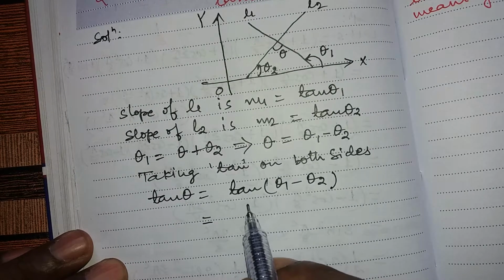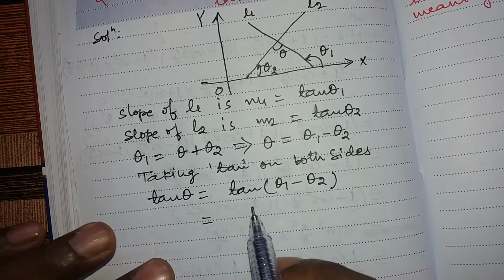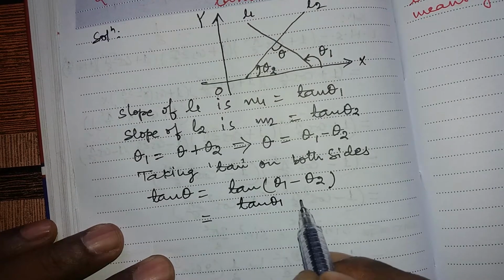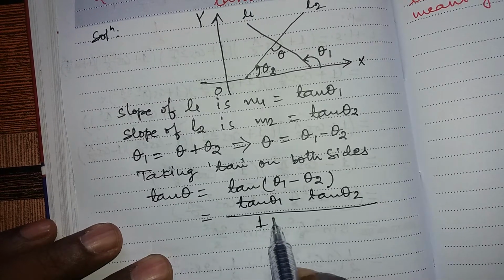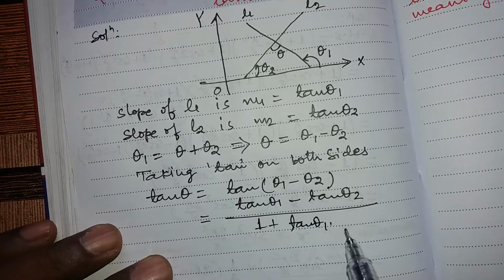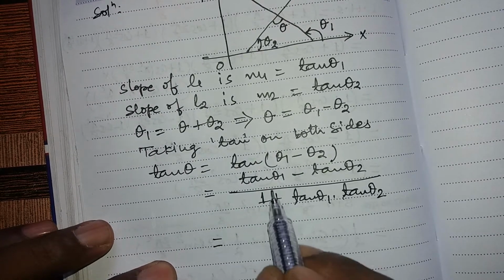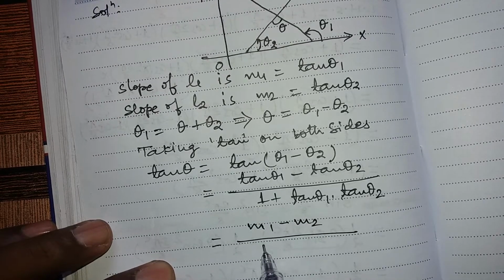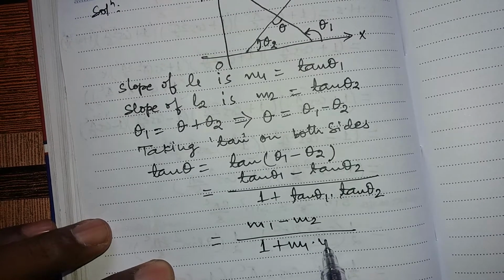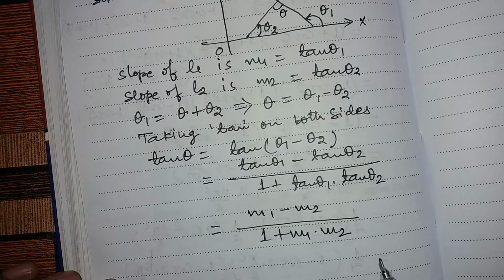This is a formula you know from trigonometry, tan (A minus B). So we use the tan (A minus B) formula. It is (tan theta 1 minus tan theta 2) divided by (1 plus tan theta 1 times tan theta 2). Substituting the values, we get (m1 minus m2) divided by (1 plus m1 times m2). This is the relation of tan theta with the slopes.